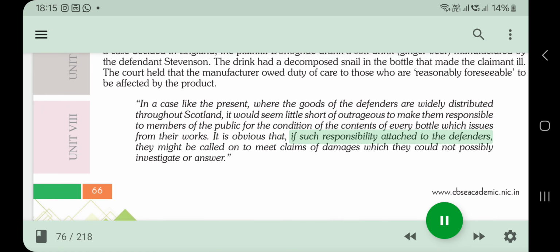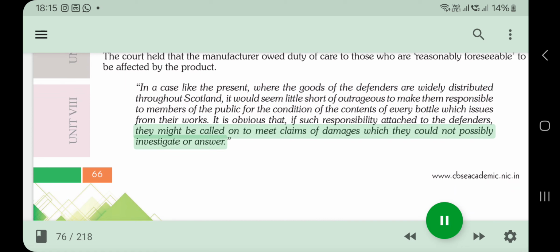It is obvious that, if such responsibility attached to the defenders, they might be called on to meet claims of damages which they could not possibly investigate or answer.